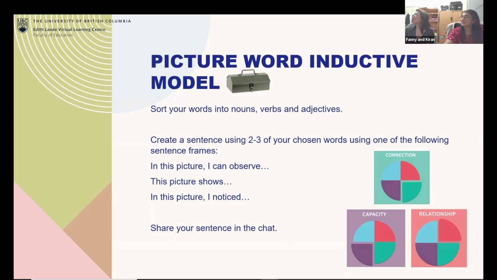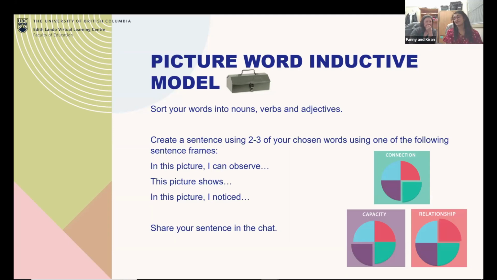Oh, I have more. Let's see. In this picture, I noticed children working collaboratively with their teachers, facilitating their learning. Lovely. Oh, and this one too. In this picture, I noticed students of diverse backgrounds working cooperatively and sharing technology. Fantastic. Thank you. And this is a great strategy because it works for a range of students in the classroom. So if you have students who are at the beginning of their English language learning journey, they could find a way in.